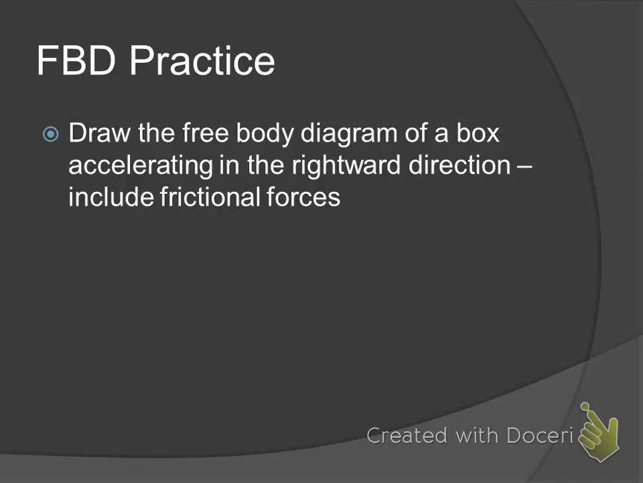Okay, so let's try one here. Draw a free body diagram of a box accelerating in the rightward direction. We're going to include frictional forces. Okay, and there's some things that are really important here in terms of context clues. It's accelerating rightward, and we want to include friction. Okay, so here we've got a box sitting on a table, right? Really, I'm going to give it by a dot. I don't need to draw the whole box. You're welcome to do that. So first thing is, if it's sitting on a surface, what two forces do we know have to be acting?